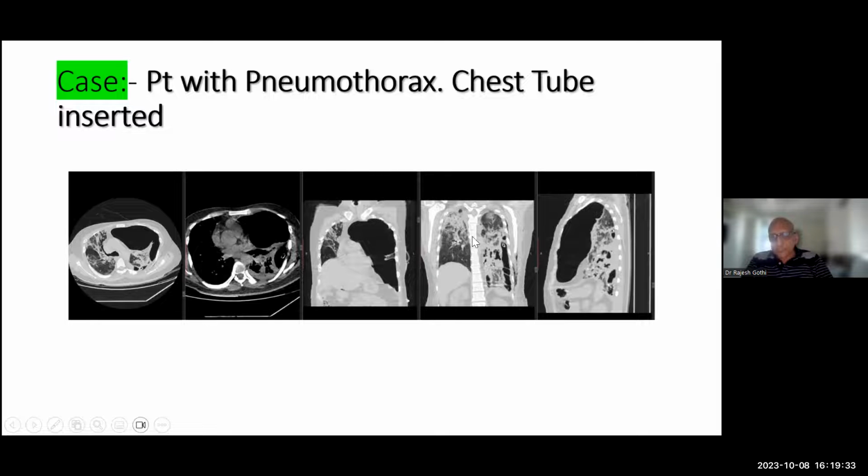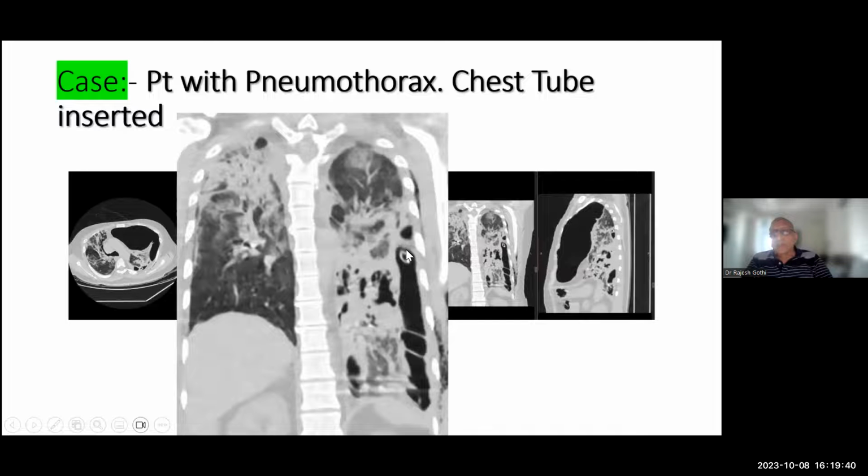Now, if you come to this image, these are the vertebral bodies. This is where you are seeing the chest tube. I'll show you the magnified image. These are the vertebral bodies. This is the lung which is collapsed. And that is the chest tube.